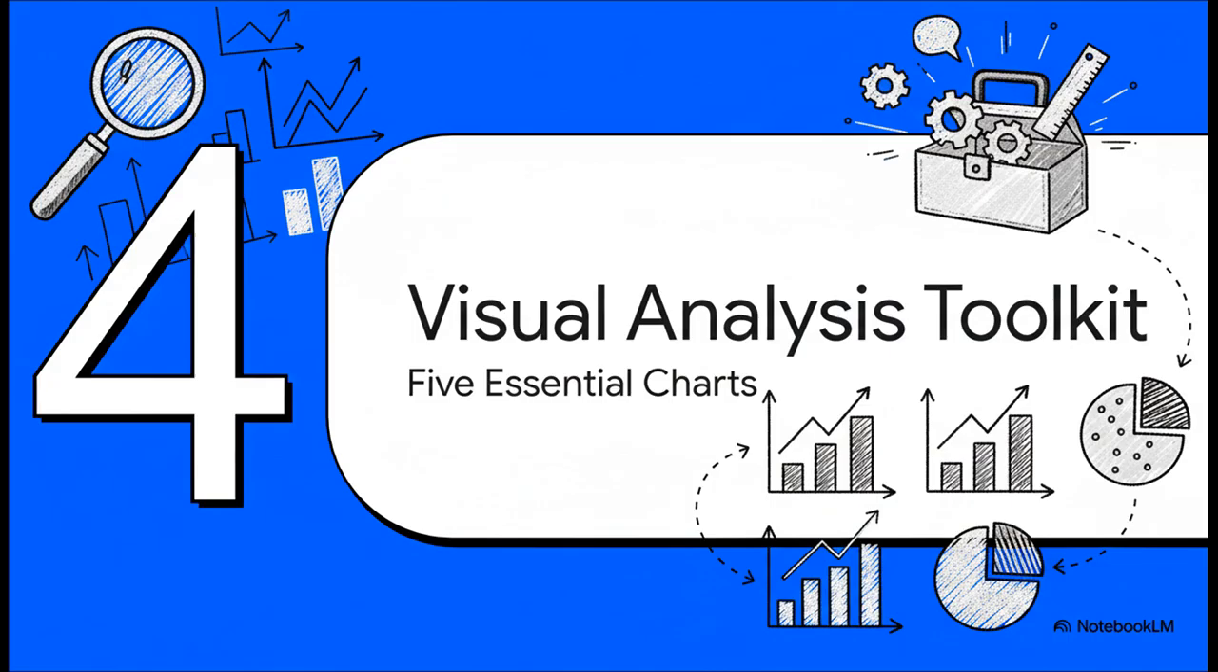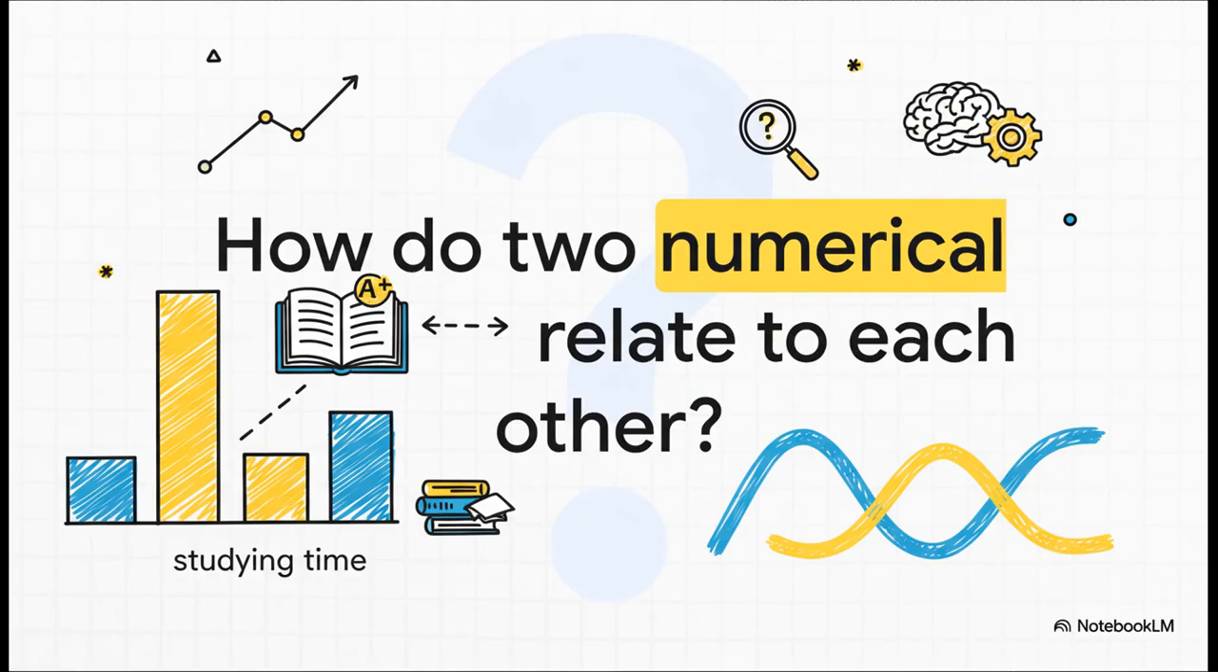So let's open up the toolkit. We're going to do a quick tour of 5 essential charts that every data detective absolutely has to have. Let's start with the absolute most common question you'll face. You've got 2 sets of numbers, and you just want to know, are they related? You know, like, does more study time actually lead to higher quiz scores?